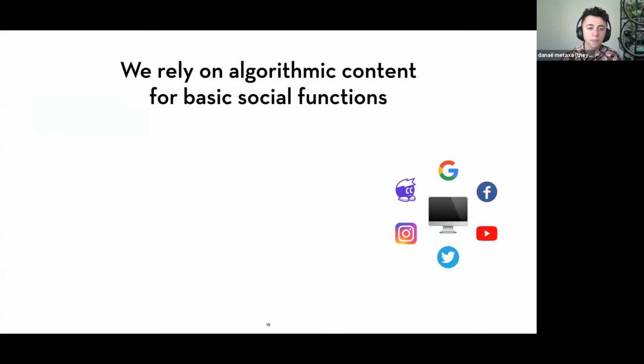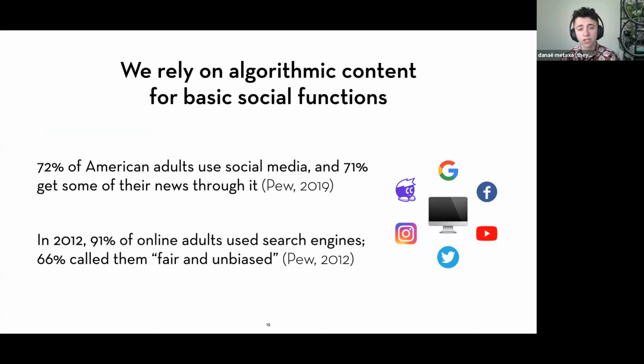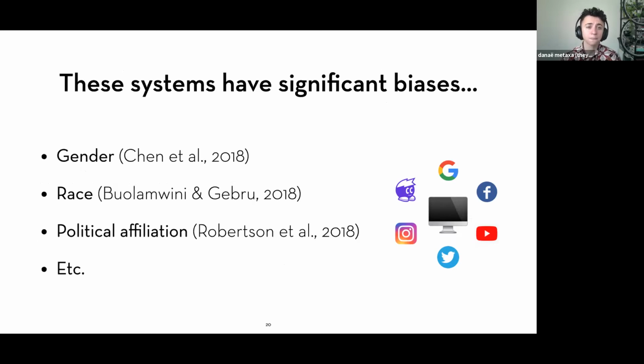In the United States alone, as of 2019, over 70% of Americans used some type of social media, and a similar proportion got their news through social media. And as of 2012, which is unfortunately the most recent Pew data we have on search engine use, over 90% of online adults use search engines. That's a number we can only imagine is somehow even higher now. And over 2/3 of those searchers considered search engines to be fair and unbiased. But these systems do have significant biases, and we've started to see concern about bias along the lines of gender, race, political affiliation, and more.